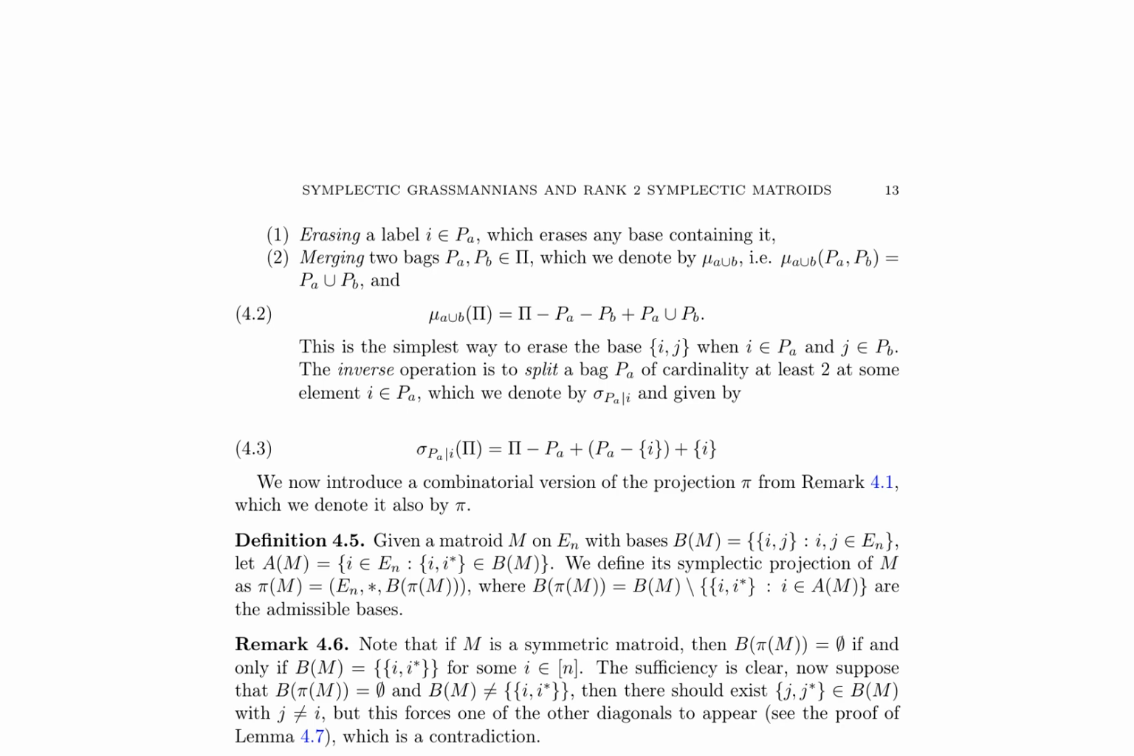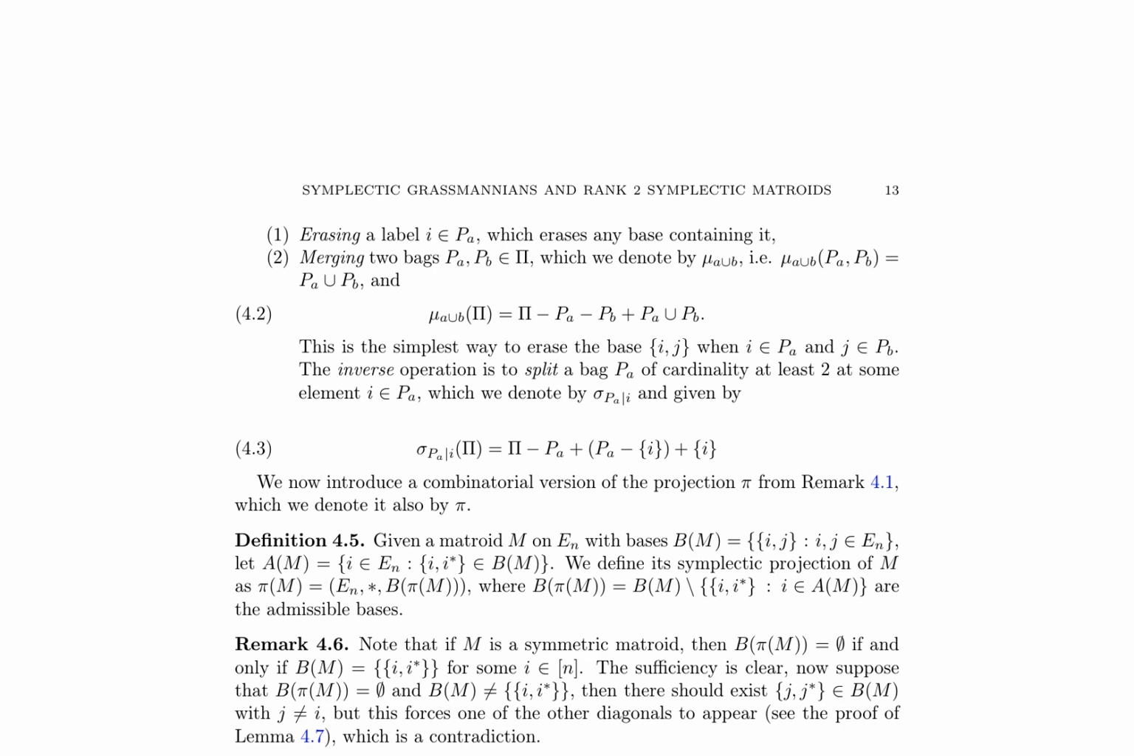The concept of symplectic Grassmannians and rank 2 symplectic matroids is discussed, focusing on their properties and transformations. Two operations are introduced: erasing a label, which removes a base containing a specific label, and merging two bags, which combines two bags into one. A combinatorial version of the projection pi is also presented, defined as pi(M) equals N, with b pi(M) equals b(M) I, I an element of A(M).